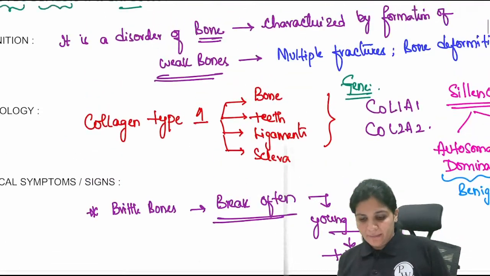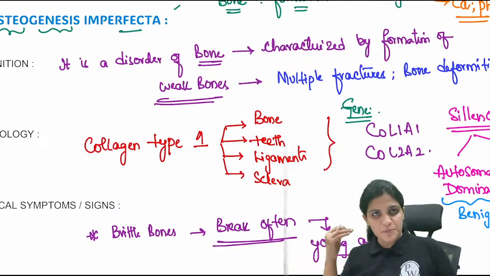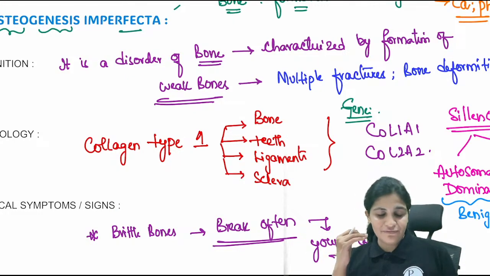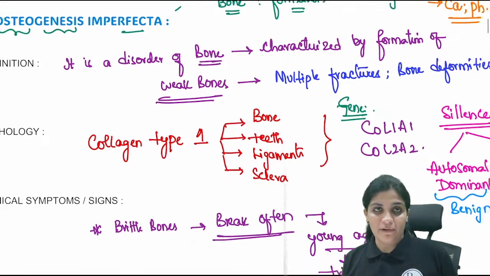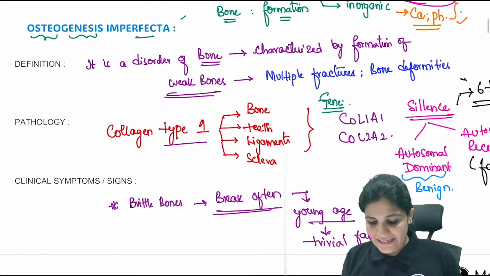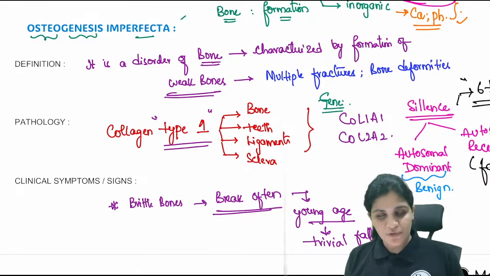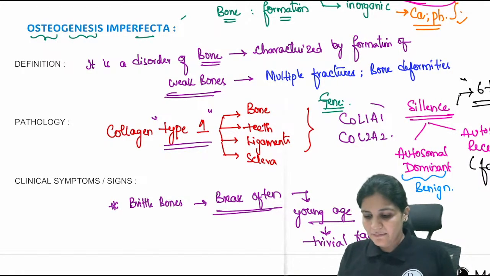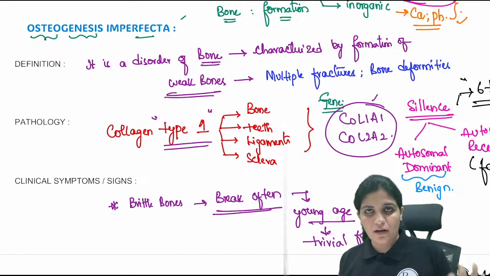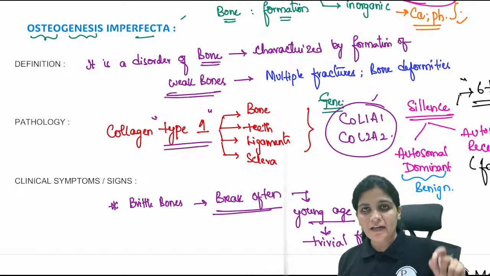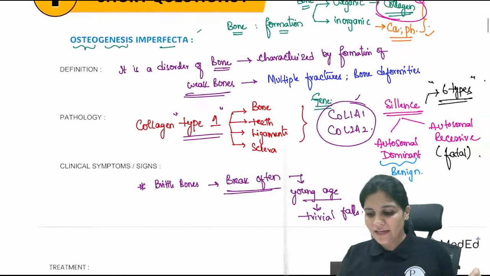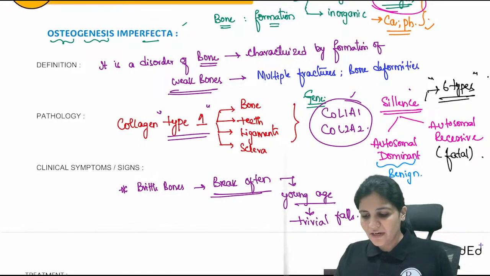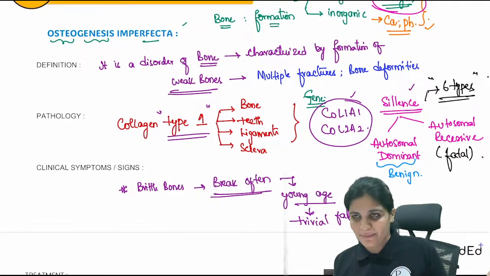So first we talked about what the bone is made up of, then the definition, and then the pathology. The pathology mainly lies in type 1 collagen, which is deficient, and this is due to two genes, Col1A1 and Col1A2. Still, if you want to gain one extra edge of marks, you can write this point. Otherwise, you can simply ignore it.